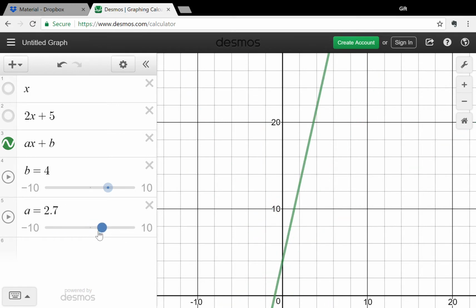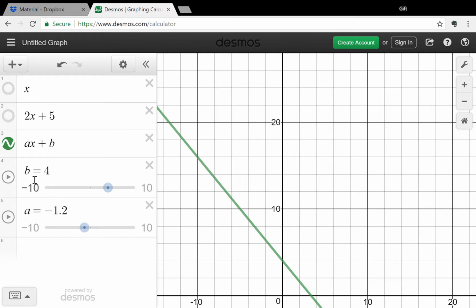So that's the graph of a linear function. You will have two parameters, the a and the b, the slope and the y-intercept.